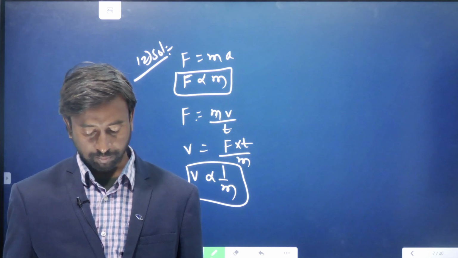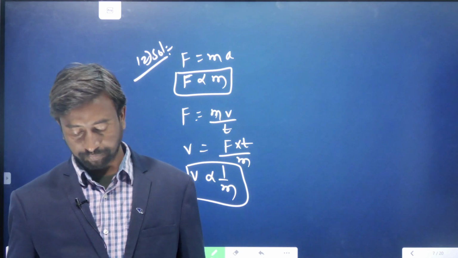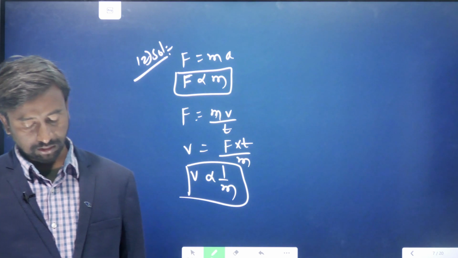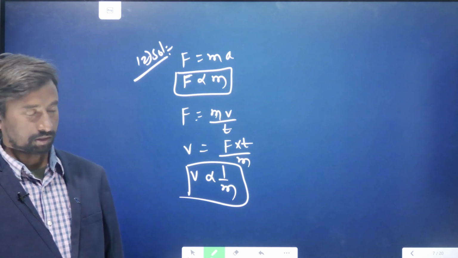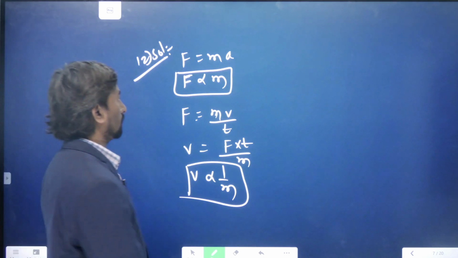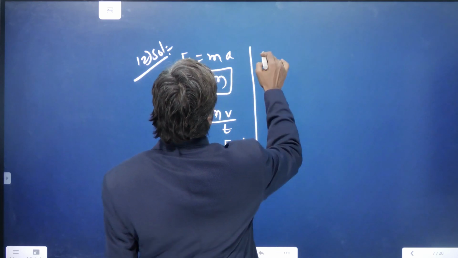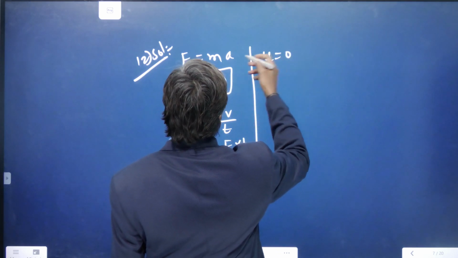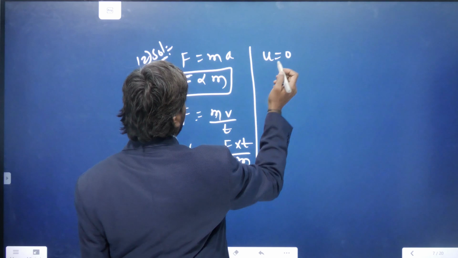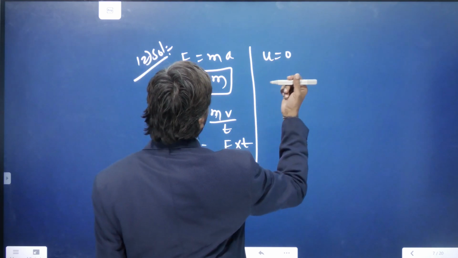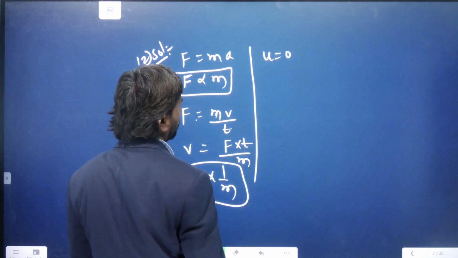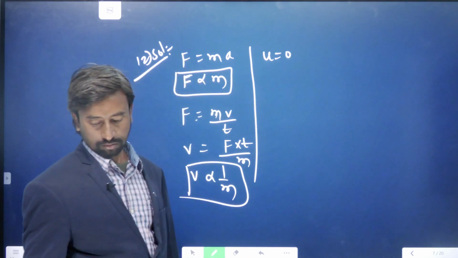A constant force is applied on a stationary particle of mass m. The velocity attained by the particle in a certain displacement will be there. Initially, we can write u is 0, the initial velocity. The body has initial velocity 0, mass is m, and there is a final velocity.